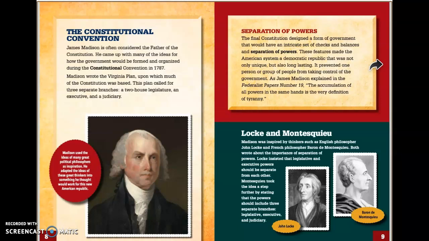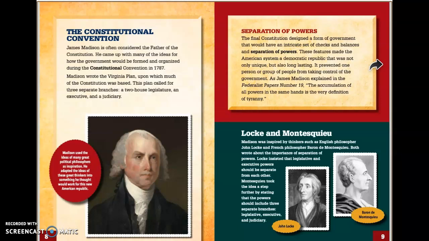Separation of powers. The final Constitution designed a form of government that would have an intricate set of checks and balances and separation of powers. These features made the American system a democratic republic that was not only unique but also long-lasting. It prevented one person or group of people from taking control of the government. As James Madison explained in the Federalist Papers, number 19, the accumulation of all powers in the same hands is the very definition of tyranny.